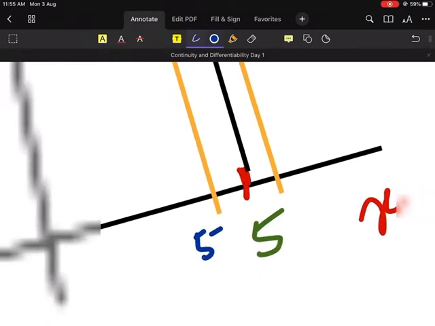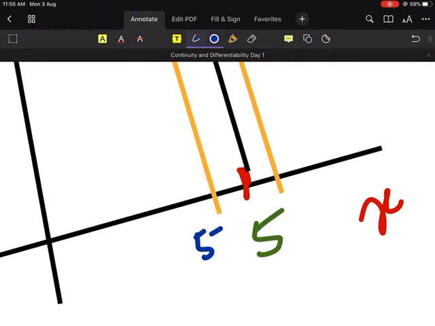What do you mean by 5 minus? 5 minus means less than 5, and less than 5 means what? It lies on the left hand side of 5. And this one I will mark as 5 plus. 5 plus means what? Greater than 5. Okay? Clear?